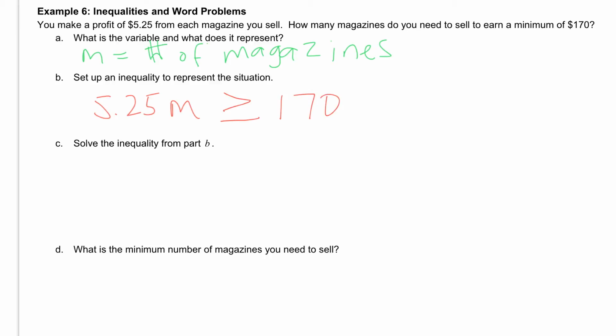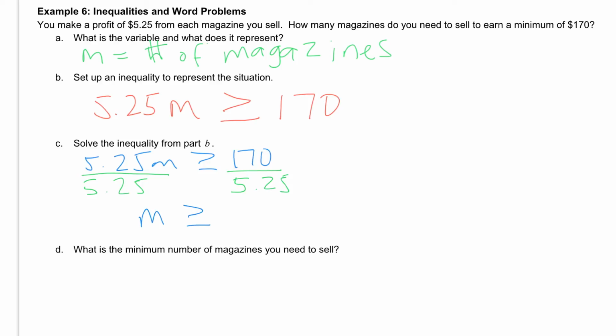In part C, we're going to go ahead and solve the inequality. So let's rewrite it. We have 5.25M is greater than or equal to 170. And if we go to solve for M, notice it's being multiplied by 5.25. The opposite of multiplying by 5.25 would be to divide. So I'm going to divide this side by 5.25, and I'm going to divide this side by 5.25. And I get M is greater than or equal to.